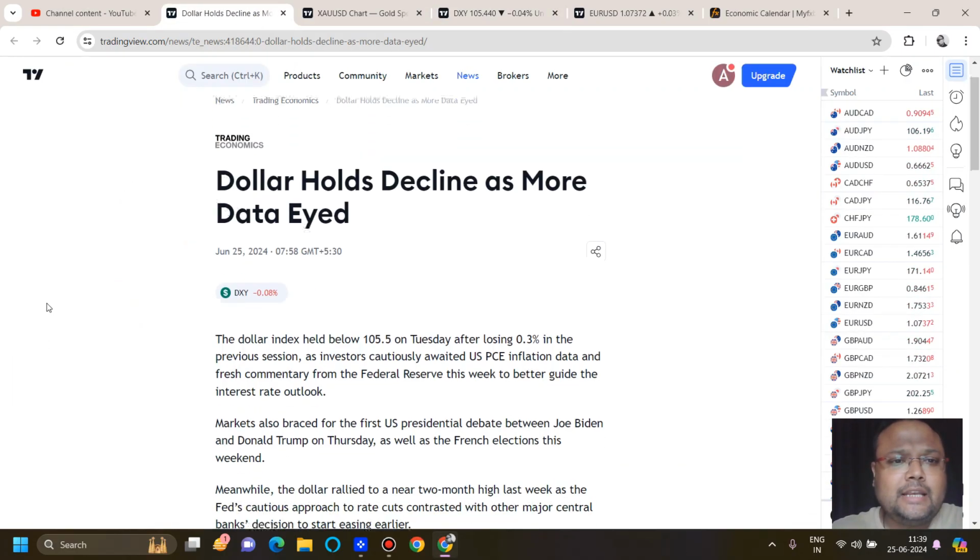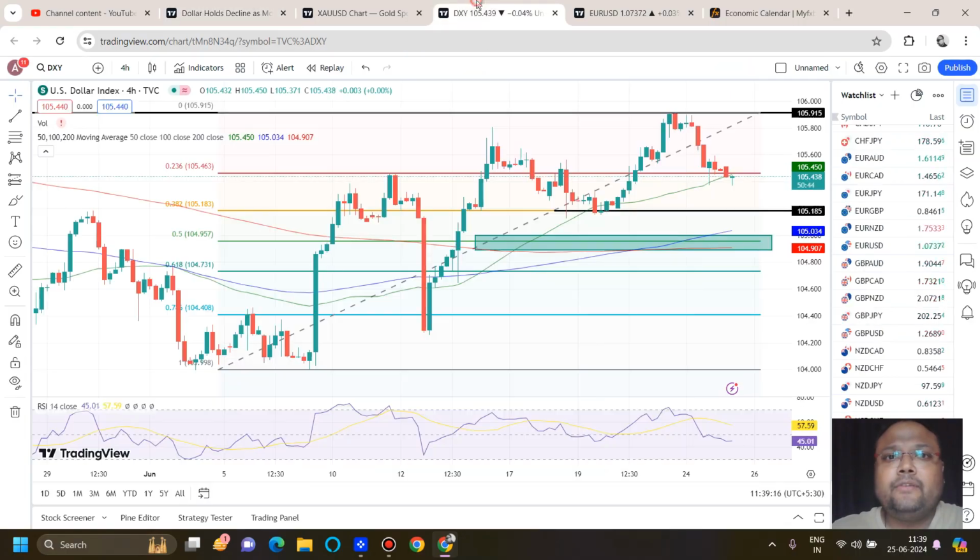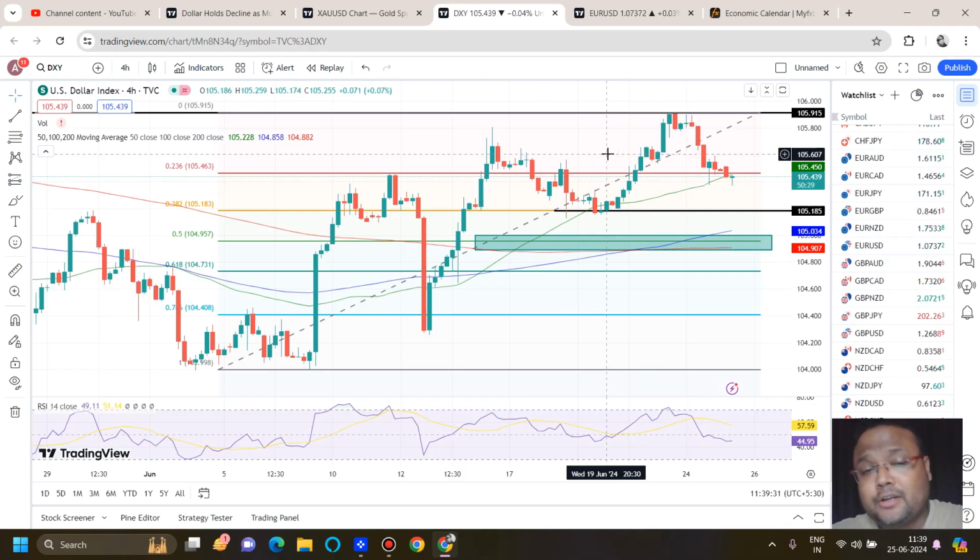If we look at the market sentiment, you can see the dollar holds decline as more data is eyed. It's talking about the upcoming PCE data. So till Friday, we can expect a sideways or choppy market for all the dollar pairs.